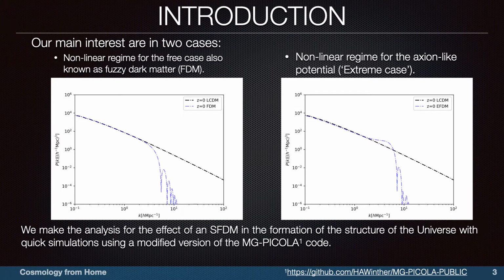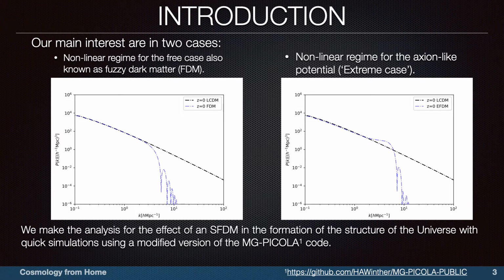The free case, also known as fuzzy dark matter, is represented in the figure on the left side, where we see the linear mass-power spectrum for the model and ΛCDM as a comparison. And in the figure on the right side, the axion-like potential case that we are calling the extreme case. As we can see, in addition to its characteristic cutoff, we can see an increase in the amplitude of the spectrum before the cut.